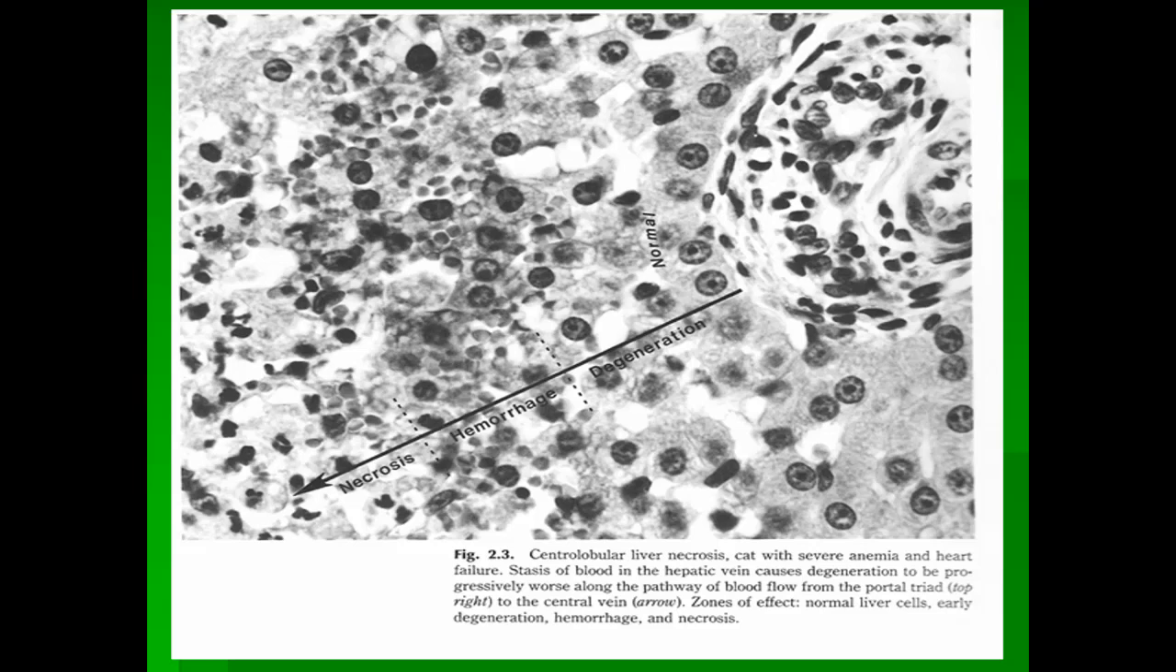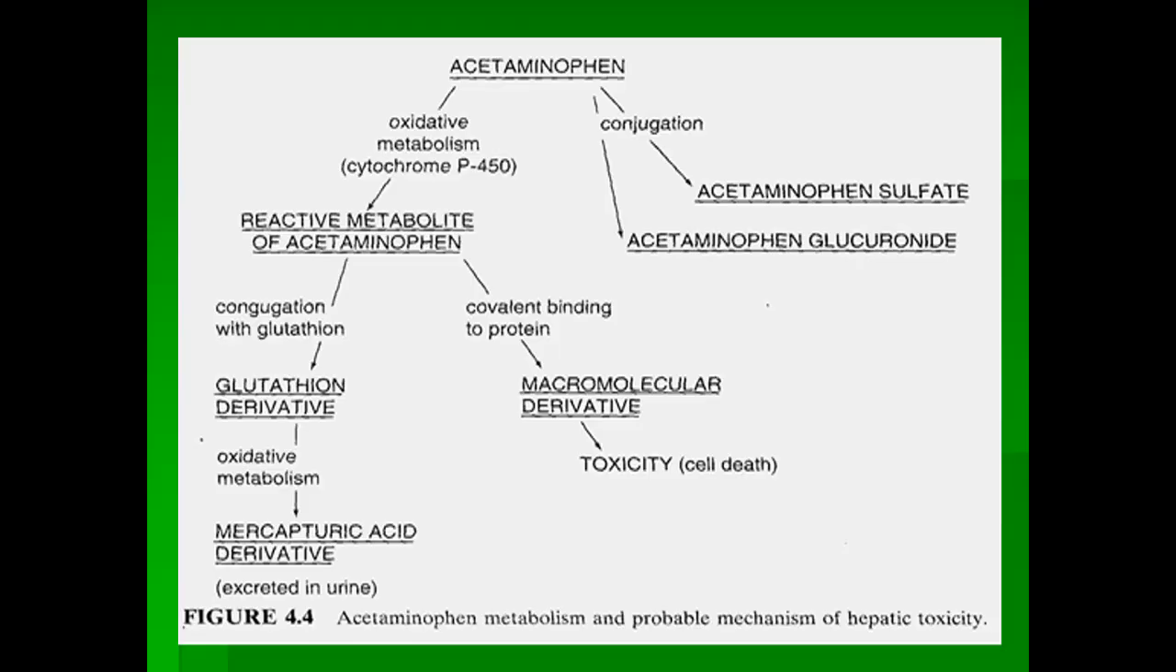I thought to show you an example of the liver damage that happens because of hypoxia secondary to heart failure. The arrow is showing the direction in which the blood flows going from the portal triad towards the central vein. The hepatocytes close to the portal triad are okay, but as you move away from it, they start to degenerate. They then die and start disintegrating, and then the red cells fill in all the spaces, and you see a hemorrhage.